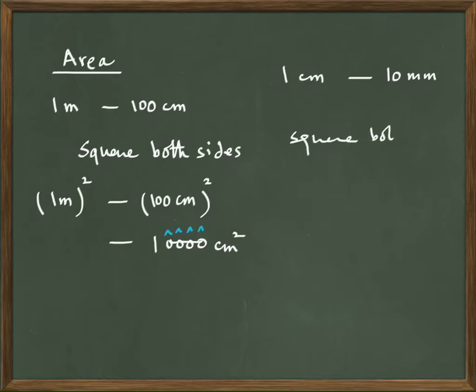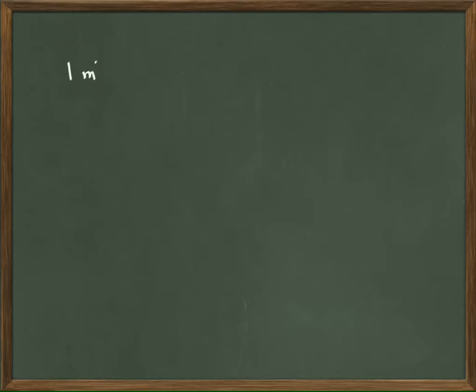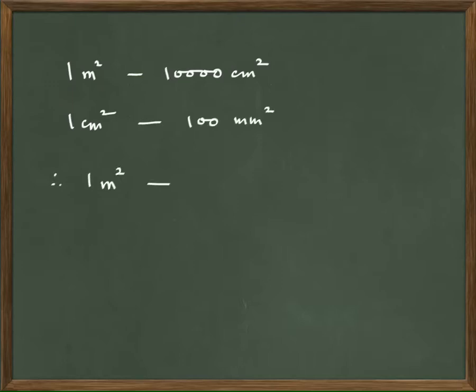Similarly, 1 centimeter is 10 millimeter. Apply the same procedure. Square both sides. 1 centimeter square is equal to 10 millimeter, the whole thing square. Therefore, 1 centimeter square is 100 millimeter square. Got the idea? Now, what would be the conversion? The conversion would be 1 meter square is 1 with 4 zeros centimeter square. 1 centimeter square is 100 millimeter square.